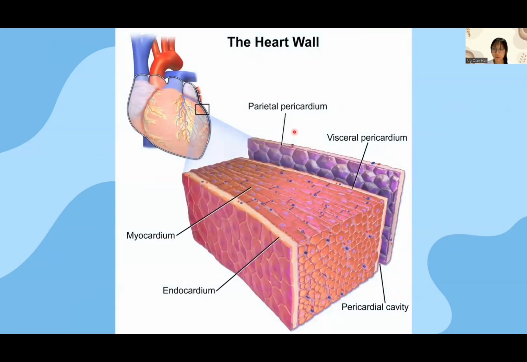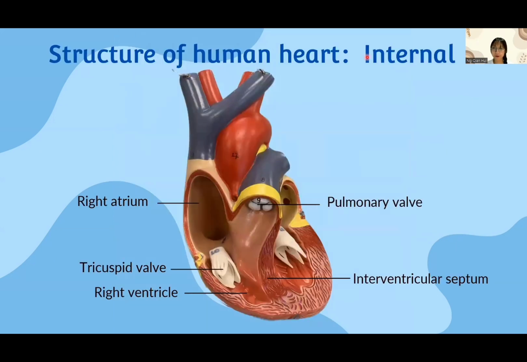In the heart wall, we have 3 layers. The outermost layer is visceral pericardium, followed by myocardium and endocardium. Next, I'm going to introduce the internal structure of the human heart.